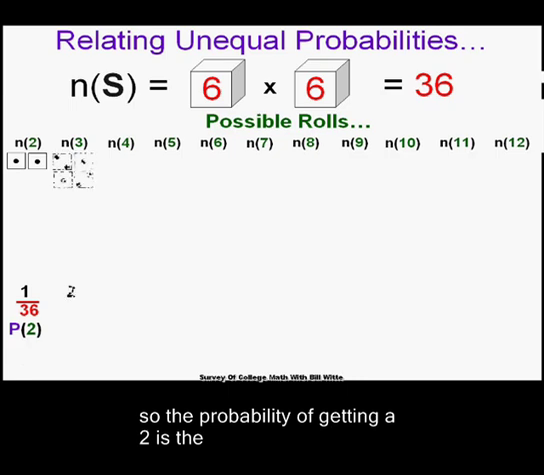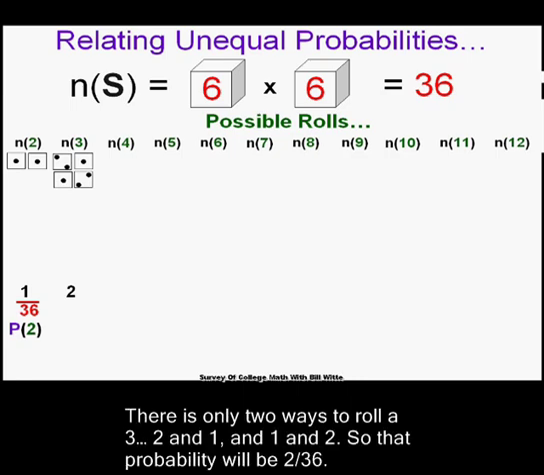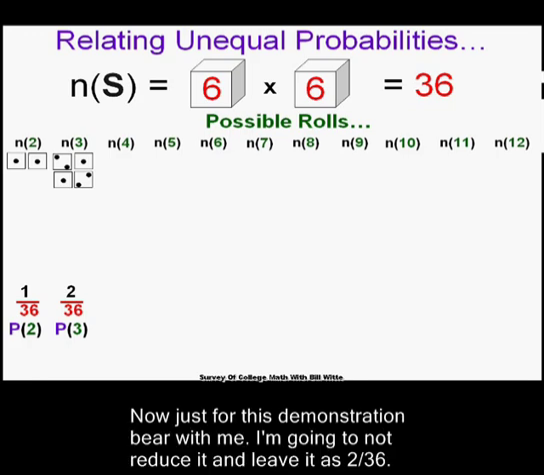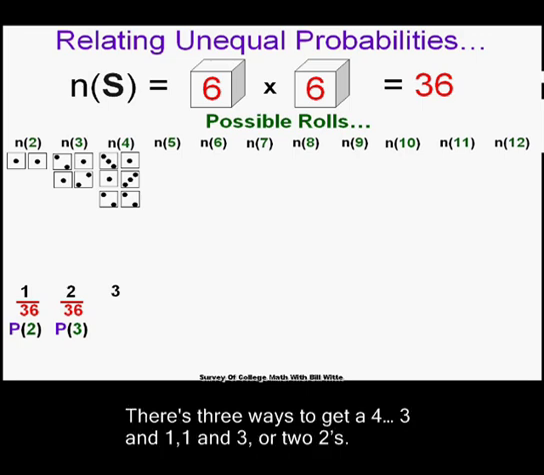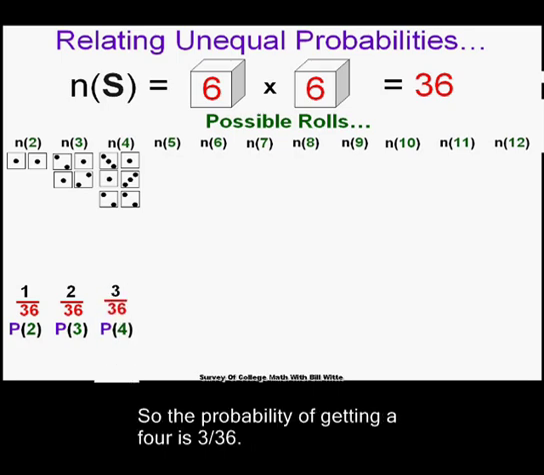Okay? There's only 2 ways to get a 3. I don't know if you noticed. A 2 and a 1 and a 1 and a 2. So that's going to be 2 out of 36. Now just for this demonstration, bear with me, I'm going to leave that as 2/36. I wouldn't expect you to do that, but I'm going to leave it there. You'll see why in a second. Okay, we're not going to reduce, but normally we would. There's 3 ways to get a 4. A 3 and a 1, a 1 and a 3, or 2 2s. So the probability of getting a 4 is 3/36.